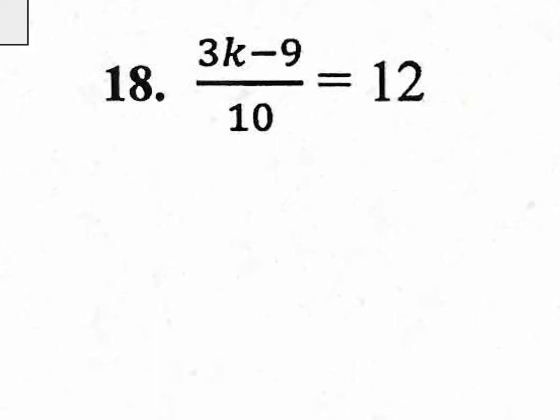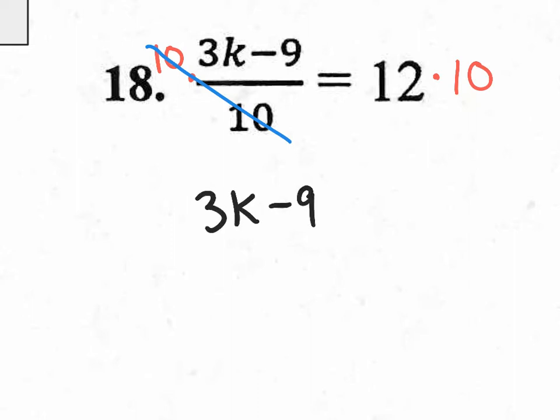So right here we have something divided by 10. So now when you want to get rid of something, you want to use the opposite math operation. So what's the opposite of dividing? Multiplying. So we are going to multiply by 10 right here. And what you do to one side, you do to the other side. Multiply by 10. And you don't even have to multiply. You just end up canceling the 10 and the 10 because 10 divided by 10 is 1. But what that did is now we got rid of the fraction and we have the nice beautiful 3k minus 9 equaling 12 times 10 with the calculator 120, right?